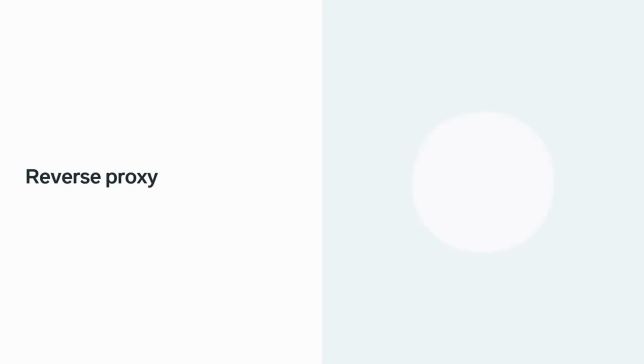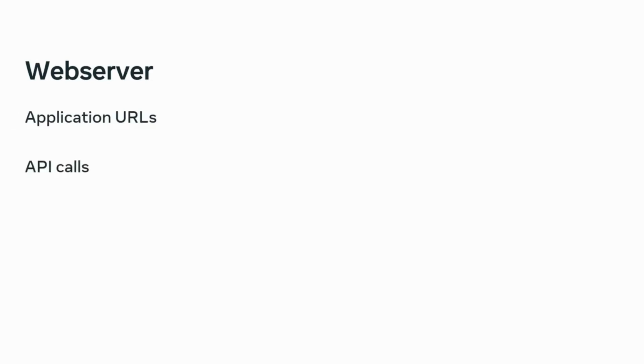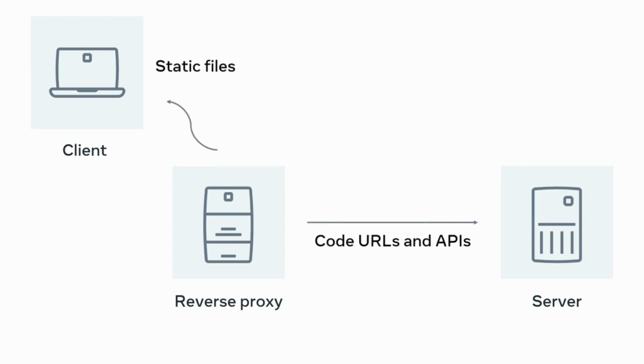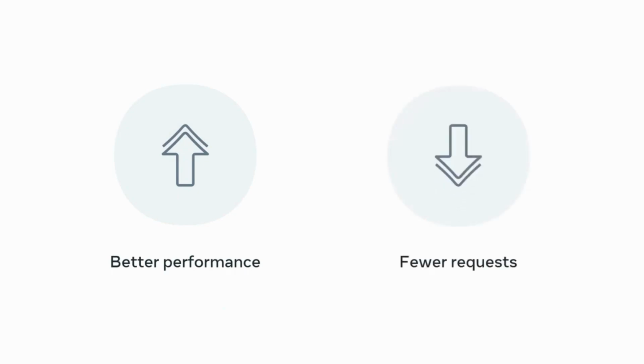You can use a reverse proxy to perform load balancing. The web server serves everything, including application URLs, API calls, and static files. A reverse proxy can be configured in such a way as to serve the static files by itself and forward the application's specific URLs and API calls to the web server. Static files include HTML, CSS, JS text files, and images. This technique is widely used and improves the performance of your web server by reducing the number of requests the web server has to handle.